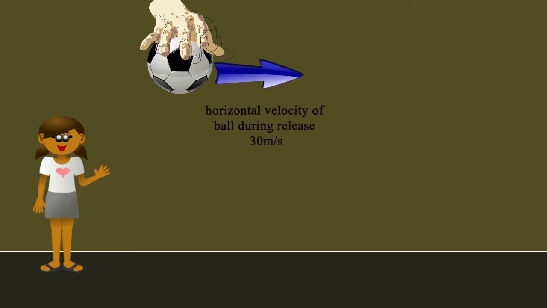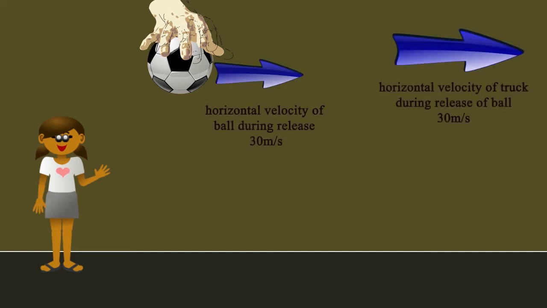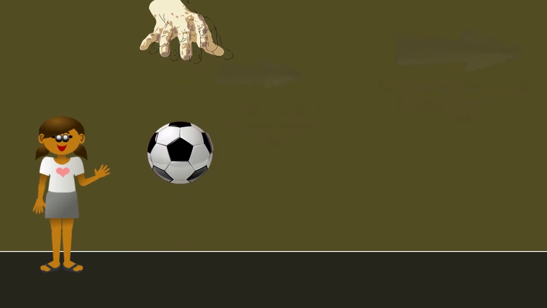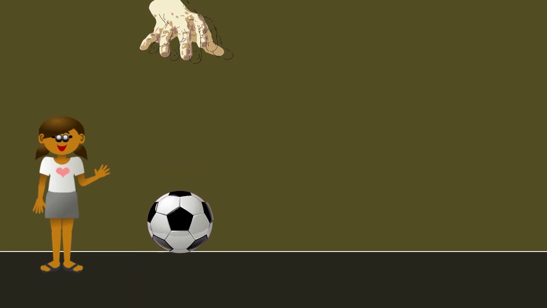Since the ball is moving with the truck initially, it will have the same velocity as the truck, and also a certain momentum due to the velocity. When the ball is released, the ball will retain the same momentum and move with the same velocity with which it moved prior to being released.